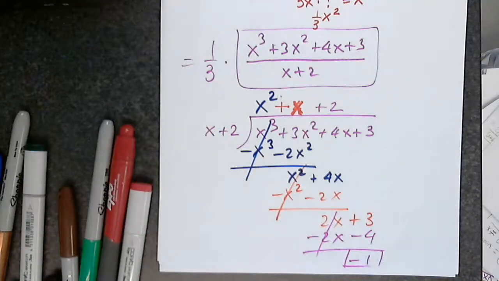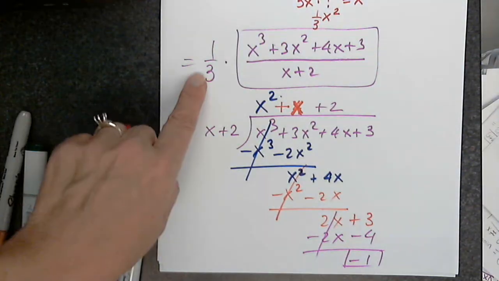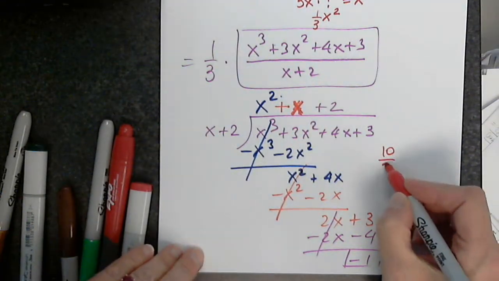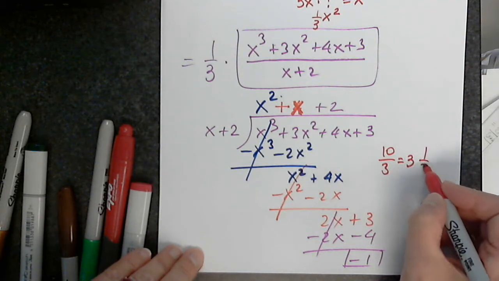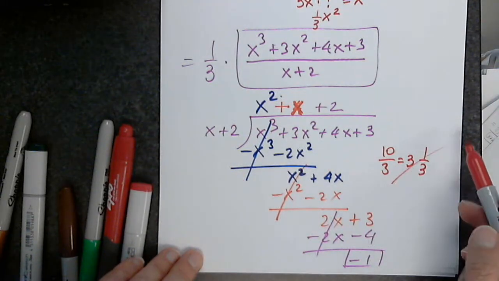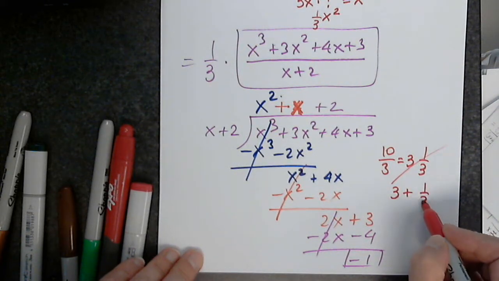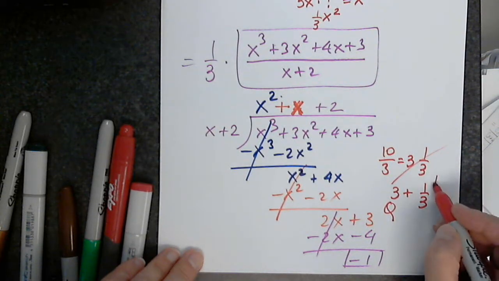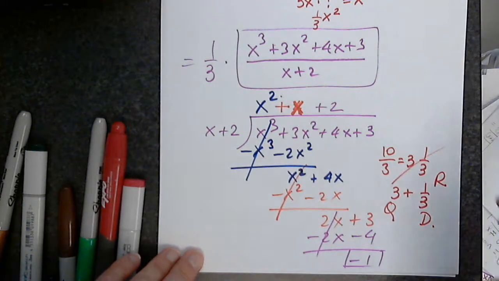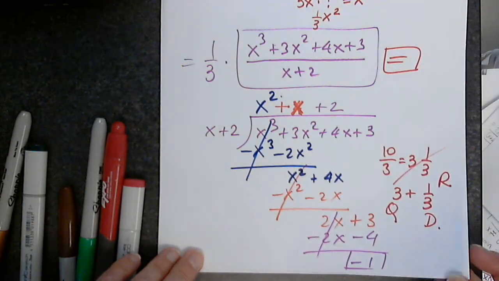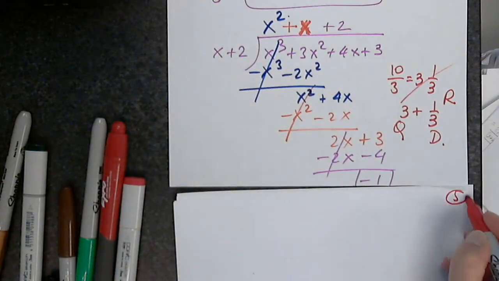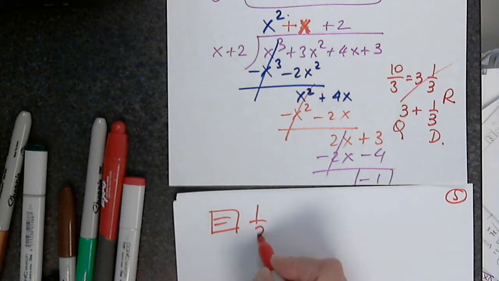Now the question is, how do I incorporate 1/3? First I have to write the answer. So remember, when I divide 10 by 3, I can write 3 integers and 1/3. But I cannot do that with polynomials. I have to write 3 plus 1/3. So the quotient, remainder, divisor. So from here, I keep 1/3 outside. It can still wait patiently. So I continue here, 1/3 outside.